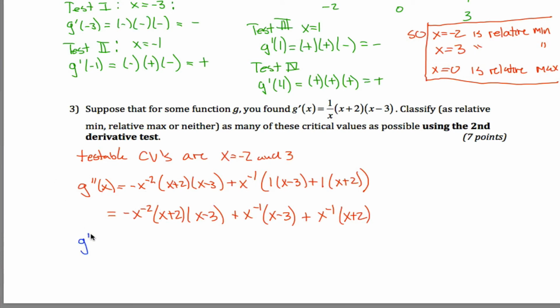g double prime of negative 2 would be equal to, well, I don't even have to worry about what this first term ends up being, because I've got this x plus 2 right here, and when I have a negative 2 in there, that'll make this entire thing 0. So I get 0 plus x to the negative 1 power, so that's 1 over negative 2, times negative 2 minus 3, and then plus this whole thing is going to be 0 also. So you can either calculate this exact value if you want. Negative 2 minus 3 is negative 5, and 1 over negative 2 will give you negative 5 over negative 2, which is positive 5/2. But really all you care is that this is a positive number. Because it's positive, that means that my function is concave up at that point. And if my function is concave up at a critical value, I kind of have this shape going on, so I must have a local minimum or relative minimum.